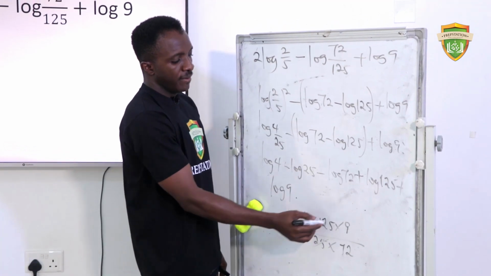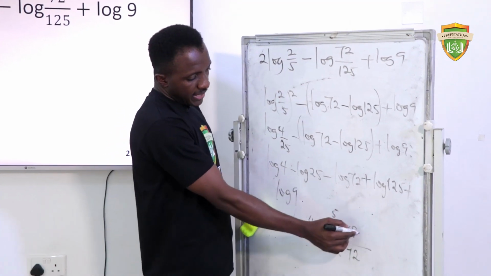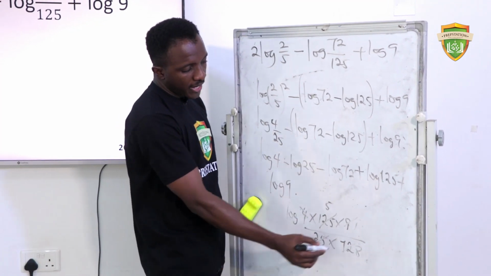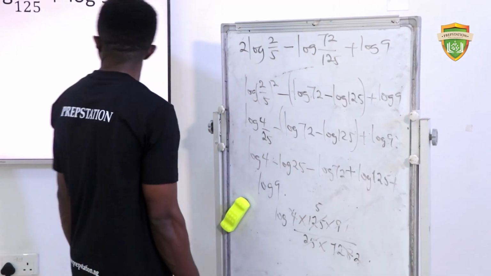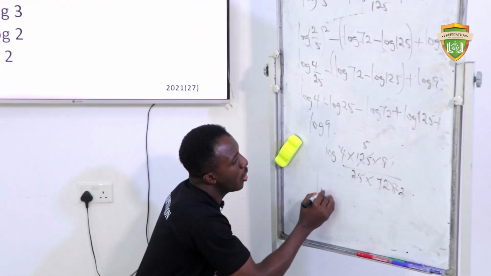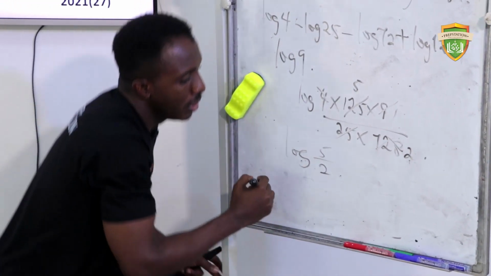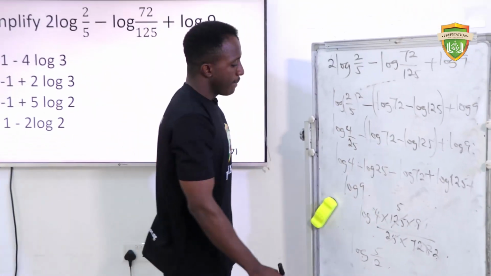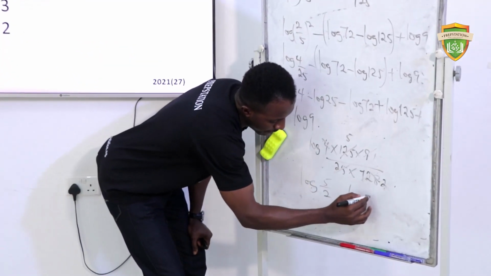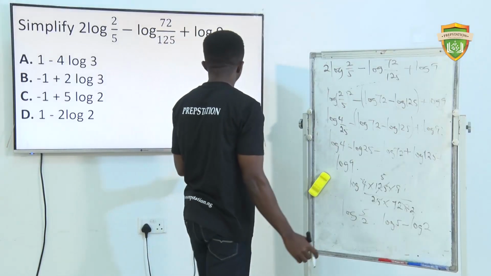Now we can find 5 25s in 125. 9 can go into 72 8 times. 4 can go into 8 2 times. So now that leaves me with log 5 times 1, which is 5, so 5 over 2. Log 5 over 2. Now log 5 over 2 is simply log 5 minus log 2.